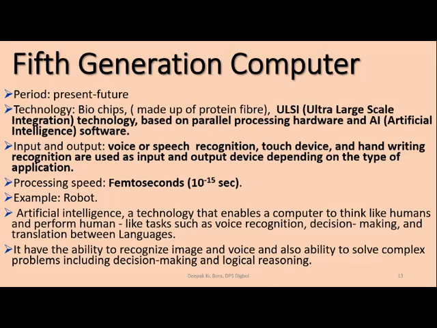Artificial intelligence is a technology that enables a computer to think like humans and perform human-like tasks such as voice recognition, decision making, and translation between languages. Fifth generation computers have the ability to recognize image and voice and also the ability to solve complex problems including decision making and logical reasoning.